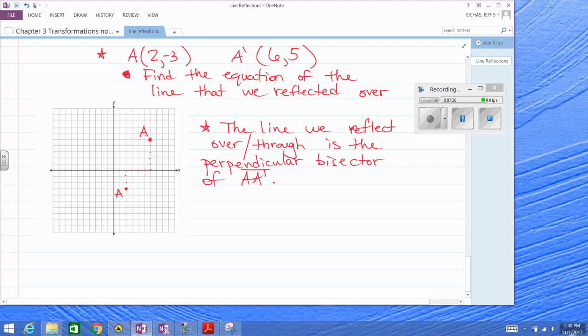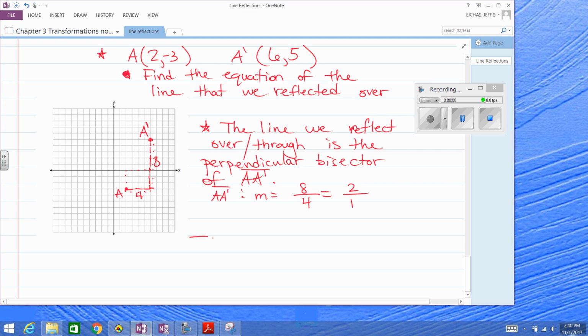Okay, so there's A and A prime. So we're trying to find the perpendicular bisector. What I typically do is calculate the slope. Okay, so we got a rise over the run. So for A to A prime, we got a slope that is up 8/4. It's positive. If you want, we can reduce it to 2/1.